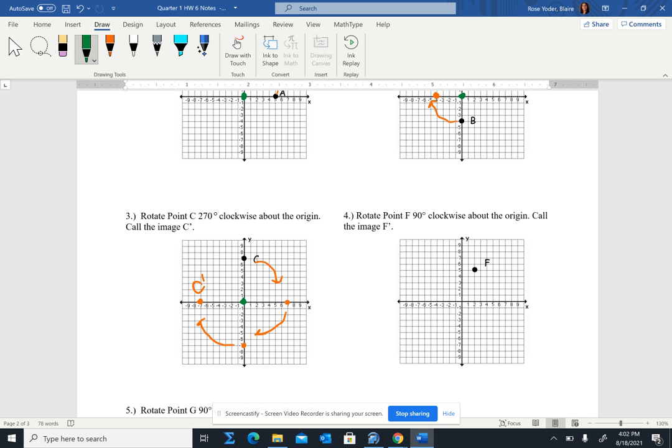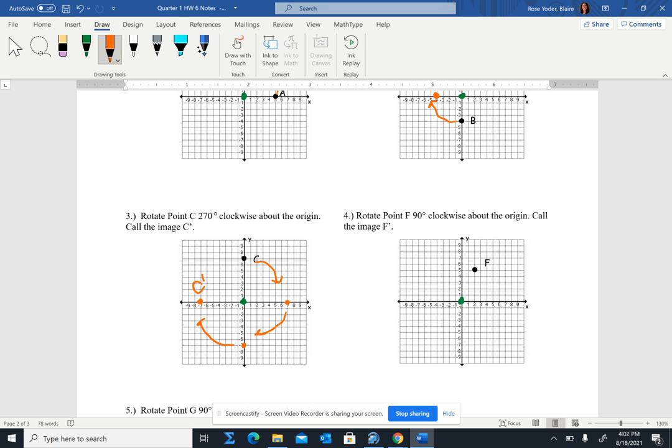Let's try something a little bit different. Number 4 says rotate point F 90 degrees clockwise about the origin. So why is this one different? The center of rotation is still the origin. That feels like what we did before. Well, the previous 3 problems, I purposely gave you a point on the x or y axis, which makes it much easier to picture how to rotate 90 degrees. It's a lot harder to picture what it looks like to rotate F 90 degrees. Where does it go? It's not going to go on the axis.